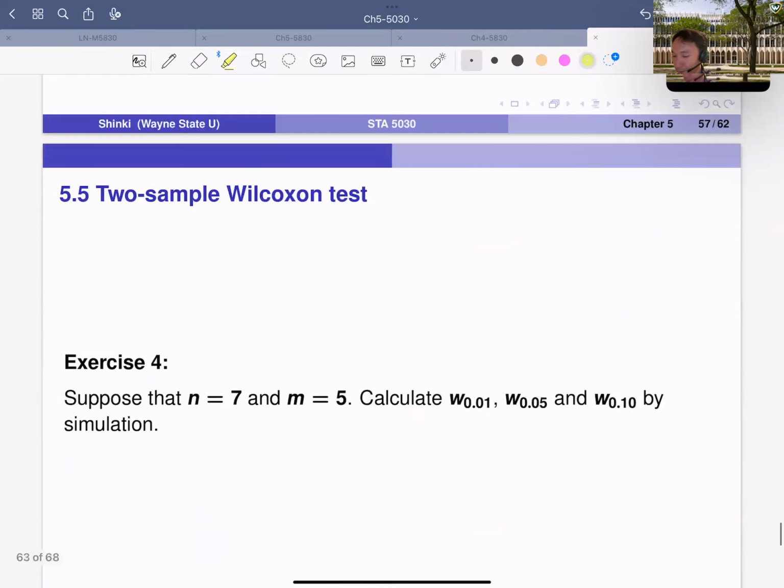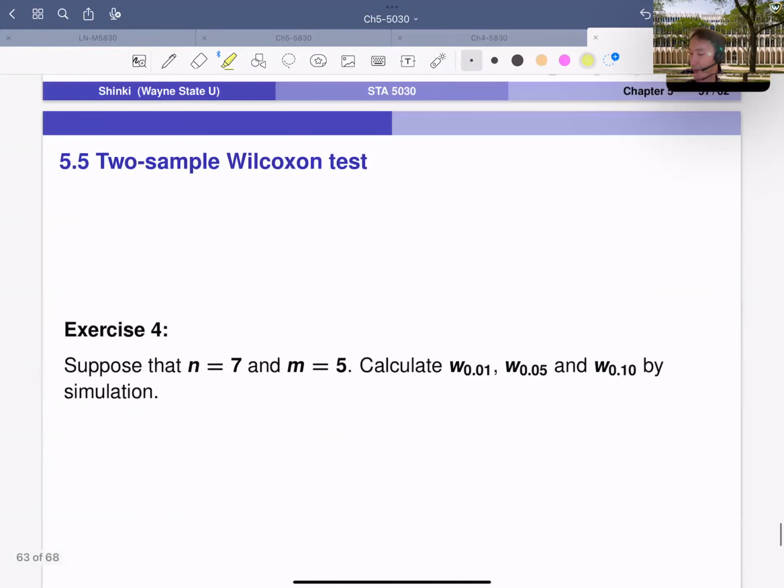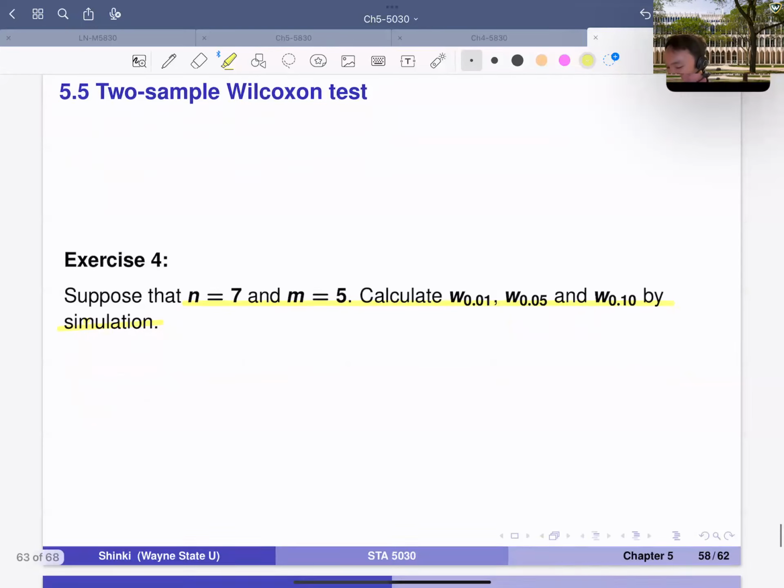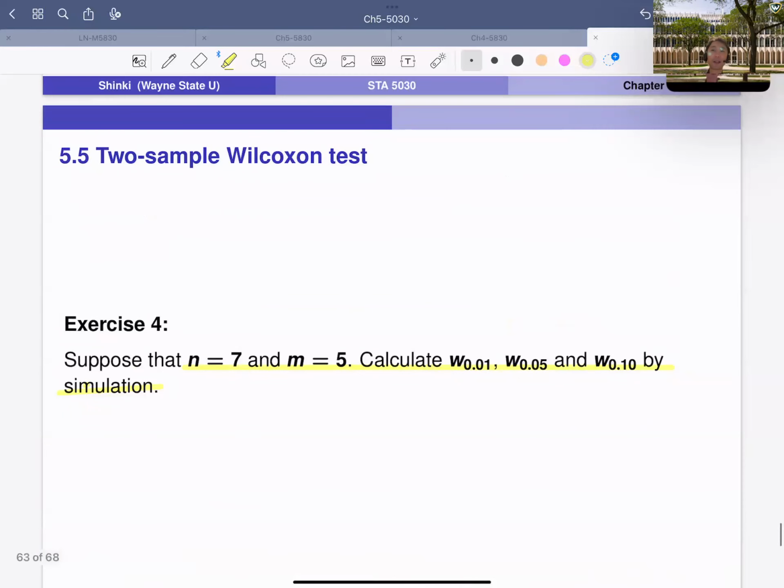And these p-values and also some thresholds for the rejection region can be calculated by simulation. So we don't have a beautiful theory behind it.